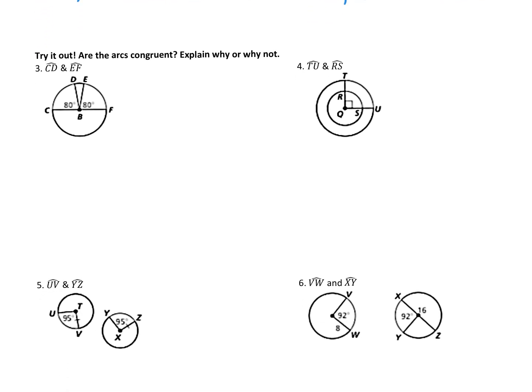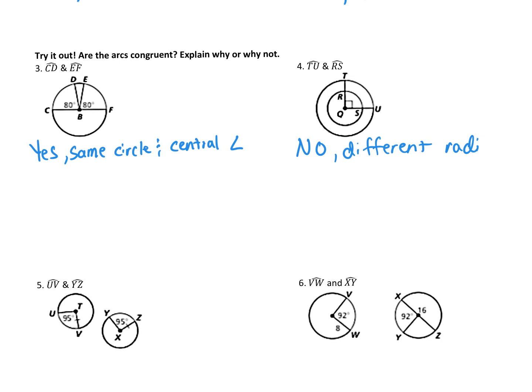Number 3, let's see this. It's on the same circle and has the same measure, so yes, same circle and central angle. Number 4, even though they aren't actually in the same circle, one circle is inside the other. So I know definitely they have different radii. So no, different radii.